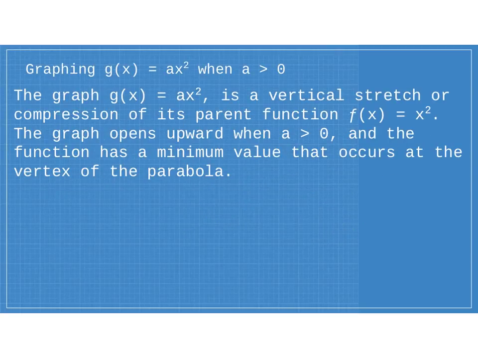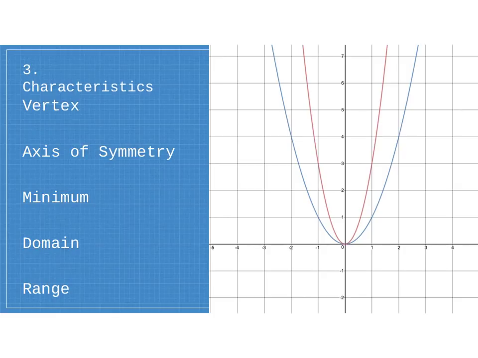Okay, so some quick information when graphing a x squared when a is greater than 0. The graph g of x equals a x squared is a vertical stretch or compression. Looking at our parent graph, it can stretch it out or it can compress it. We'd call that more narrow when it's stretched and wider when it's compressed. The graph opens upward when a is greater than 0, and the function has a minimum that occurs at the vertex of the parabola. So let's see what that looks like.